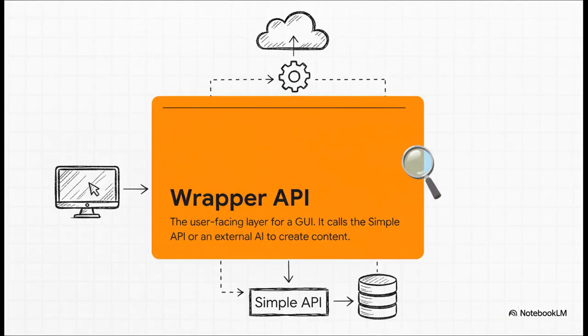Then we build a second wrapper API right on top of that. This is the layer that our actual graphical user interface talks to. This wrapper is the one that has the power to call out to external AIs. So it can ask a generative AI to create 20 new questions, and once it gets them back, it just uses this simple API to save them to the database. It creates two distinct, clean layers for two very different kinds of users: humans and machines.